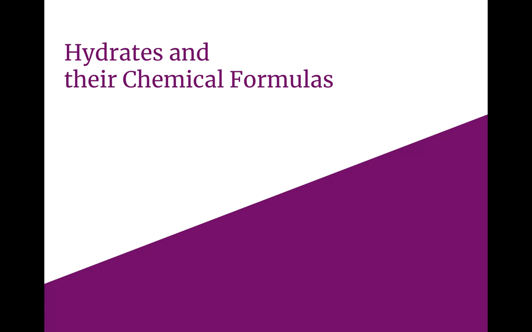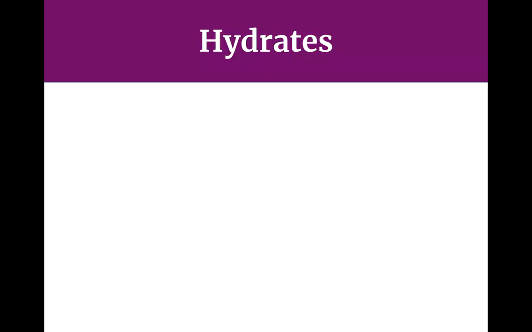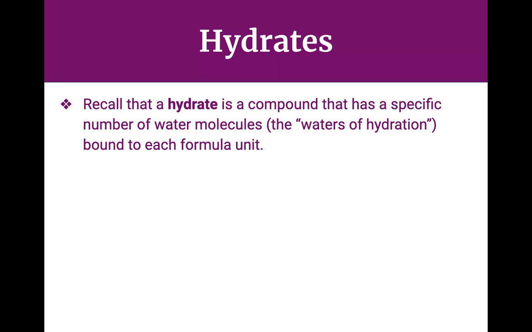In this lesson, we're looking at hydrates and how we can represent the amount of water that's contained within a hydrate. So recall that a hydrate is a compound that has a specific number of water molecules, which are called the waters of hydration, bound to each formula unit. So it's an ionic compound, and for every formula unit of the ionic compound, it has a certain number of water molecules associated with it.